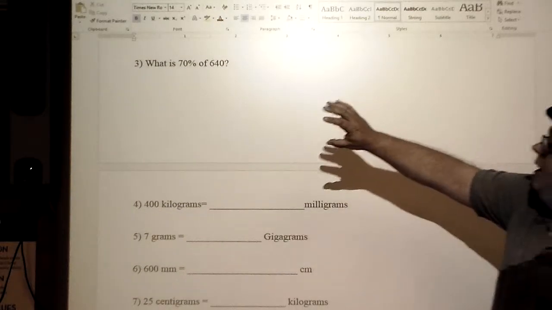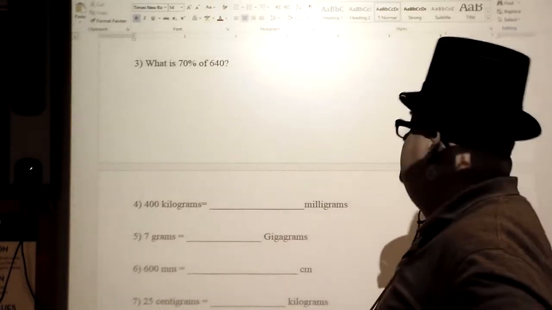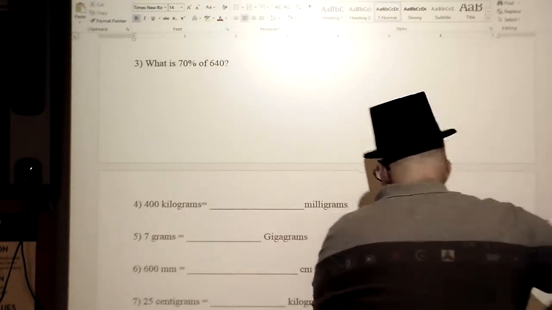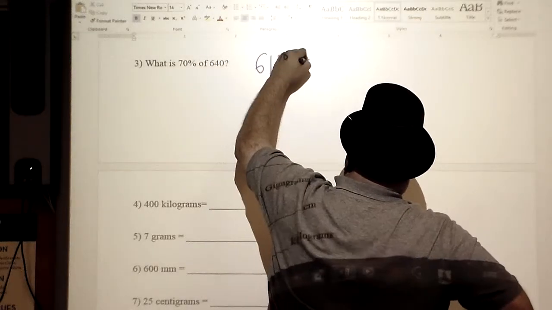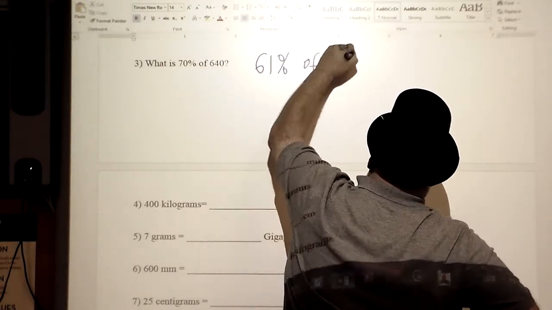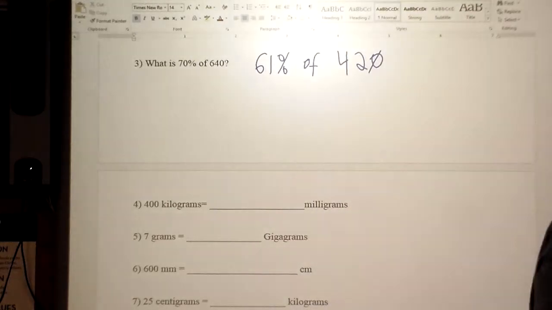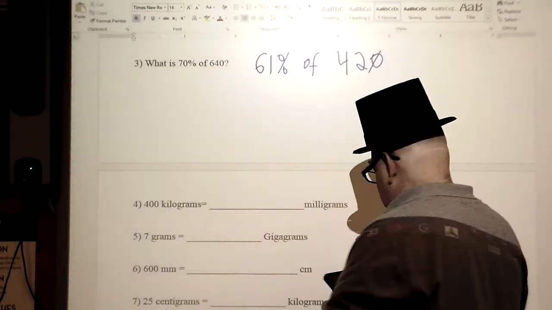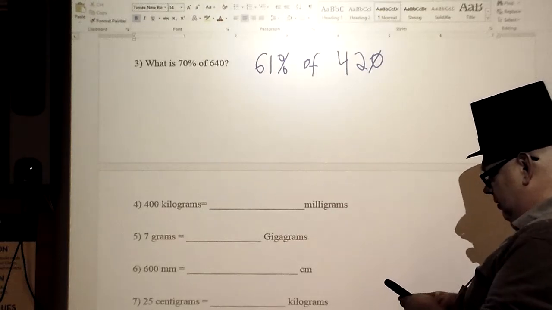So when we look here at percentages, what's 70% of 640? I'm bored. Why don't we go with 61% of 420? Let's go with that. I'm still teaching you the same basic concepts here. So with that, let's see, what can we do here?